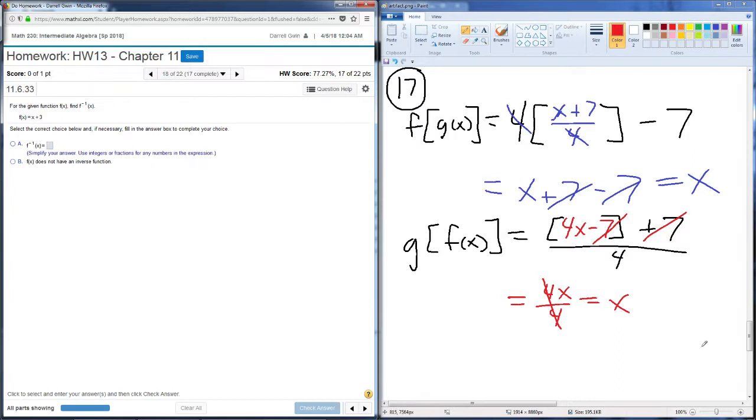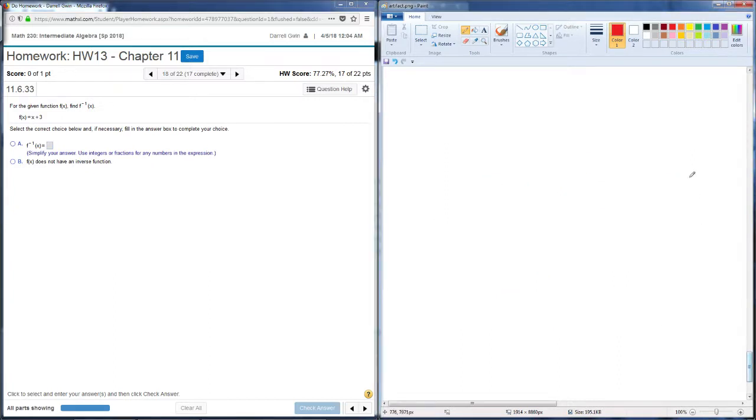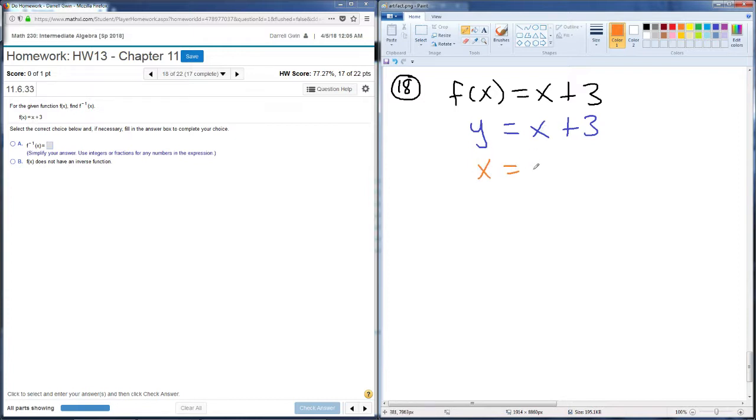Number 18. Find the inverse function of f of x equals x plus 3. Step 1. Change f of x to y. Step 2. Interchange all x's and y's. All the y's will change to x. All the x's will change to y.